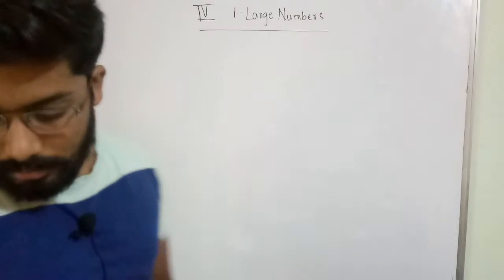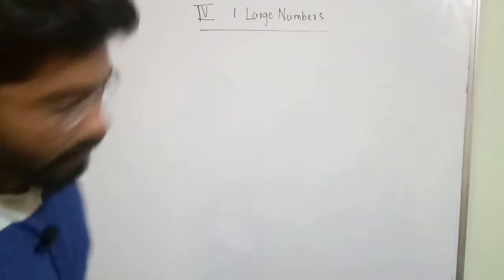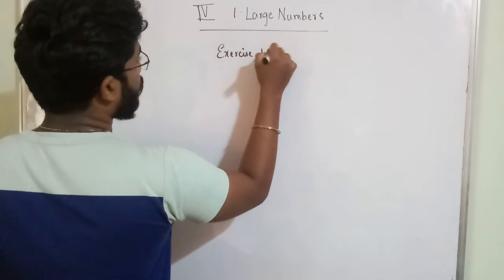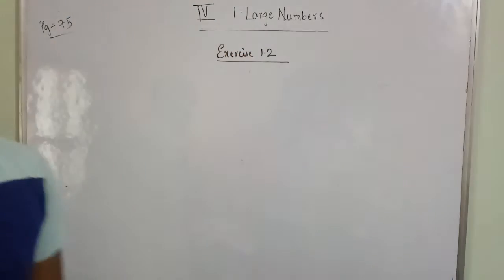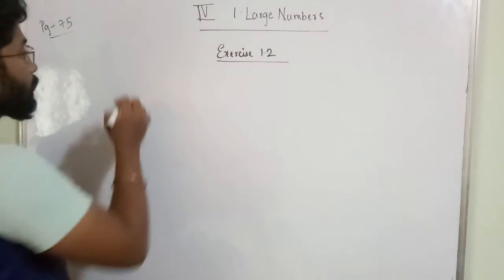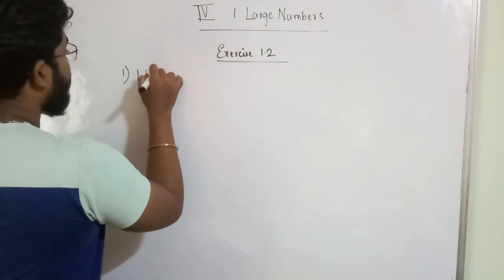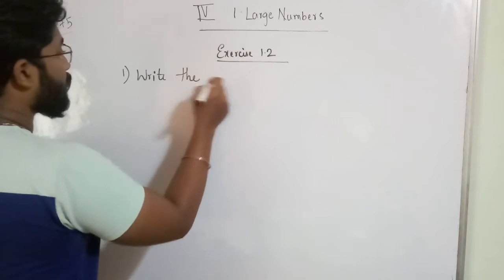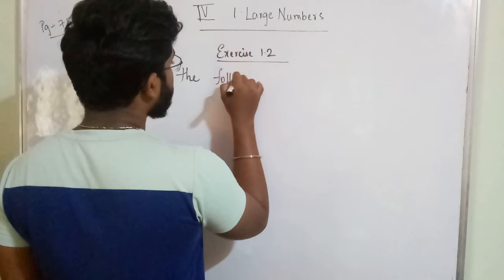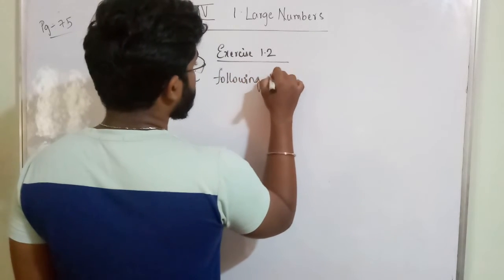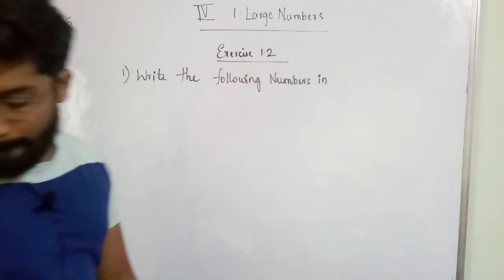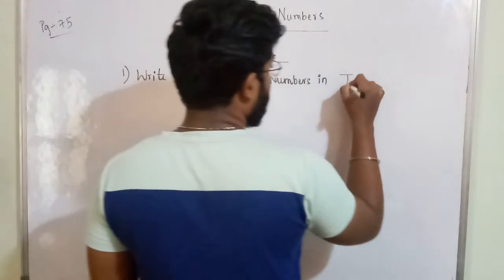Clear? So we will enter into Exercise 1.2. What is the first question? Write the following numbers in the Indian place value chart given below. Very easy. He has only given the chart, you just have to fill in the numbers.